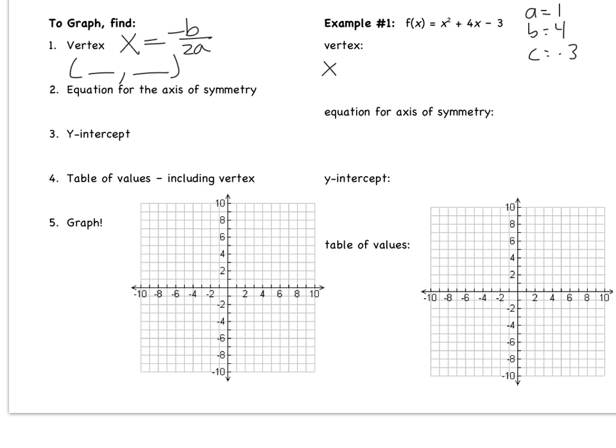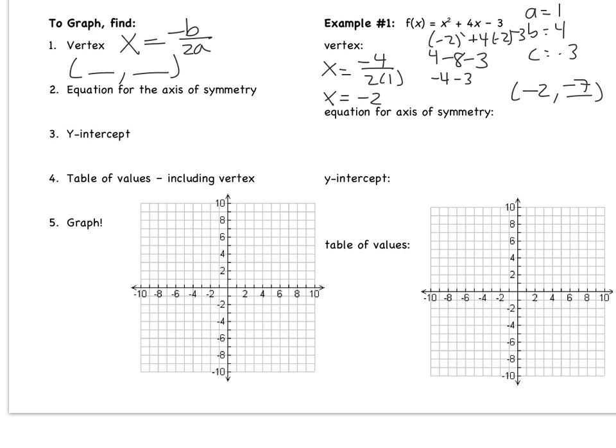So to find our vertex, I do negative b, so negative 4 over 2 times a. Negative 4 divided by 2 is going to be negative 2. So my vertex is going to be negative 2, comma, some number. Now to find that y value, I have to substitute negative 2 into my equation. So I have negative 2 squared plus 4 times negative 2 minus 3. So this is 4 minus 8 minus 3. 4 minus 8 is negative 4. Negative 4 minus 3 is going to be negative 7. So my vertex is negative 2, comma, negative 7.